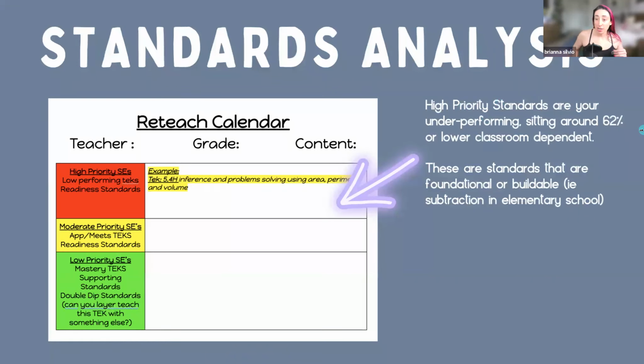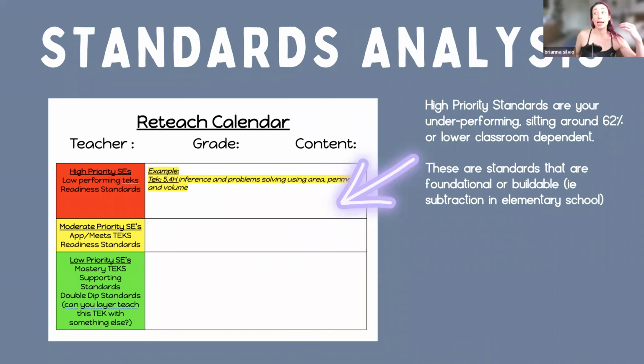High priority standards are your underperforming, right? So for us, that's sitting around 62% or lower, classroom dependent. If I have a classroom of kiddos that are meeting or mastering grade level content, high priority SEs are not going to be a 62%. I'm coming from a lens of underperforming, low performing, at risk children. So for me, high priority is 62%.